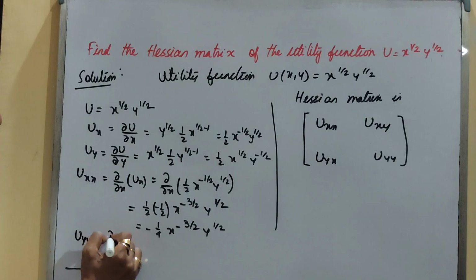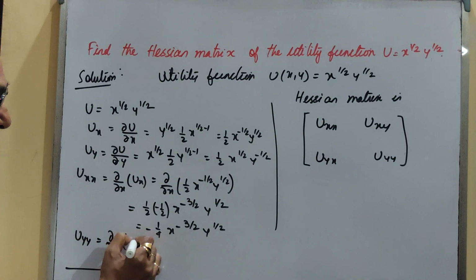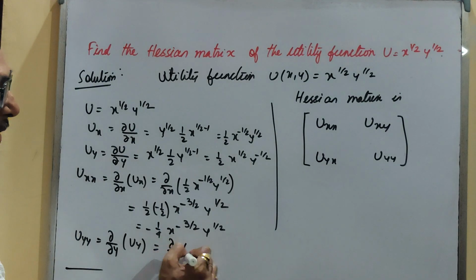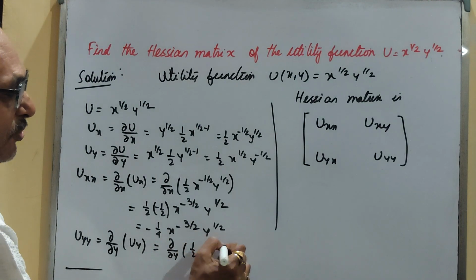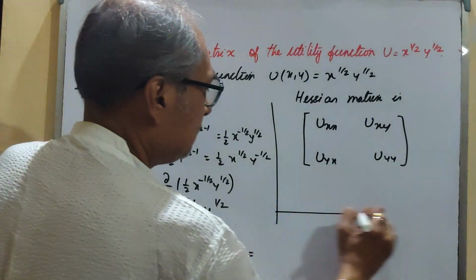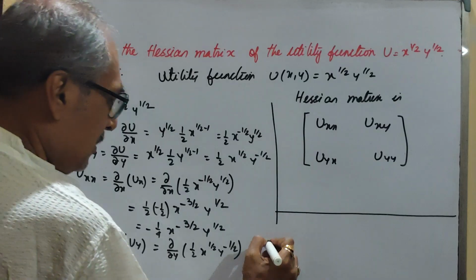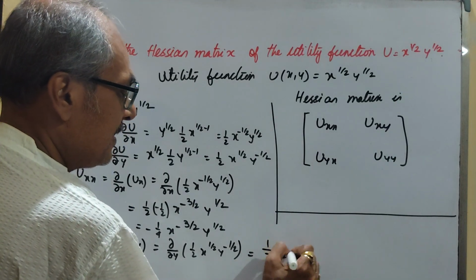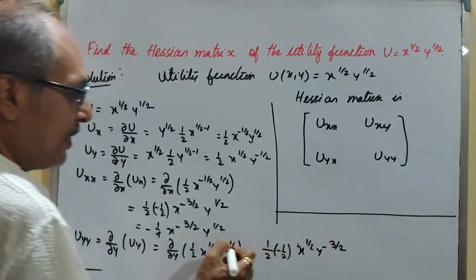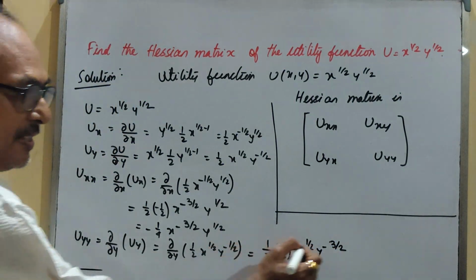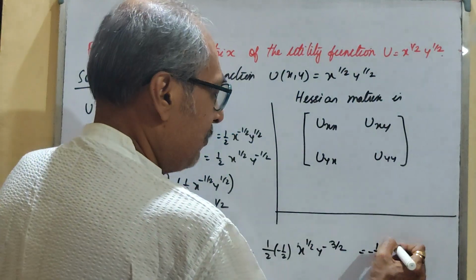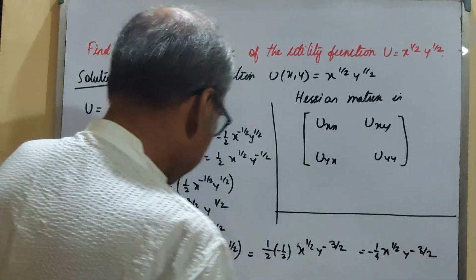Similarly, uyy is del of del y uy. This is del of del y of half x to the power half y to the power minus half. This can be written as half into minus half into x to the power half y to the power minus 3 by 2. Minus half minus 1 is minus 3 by 2. This is minus 1 by 4 x to the power half y to the power minus 3 by 2.